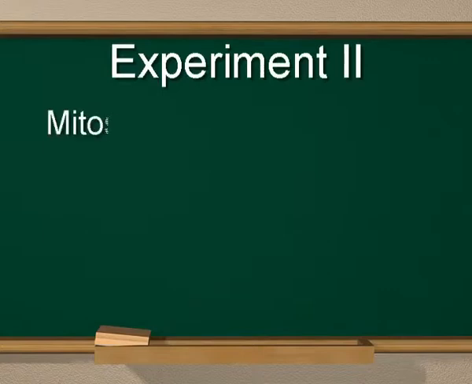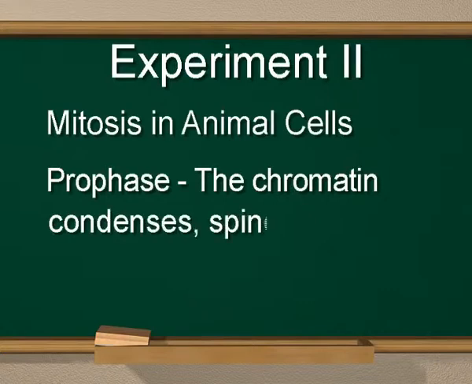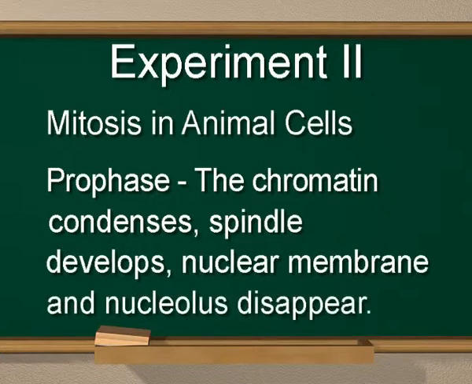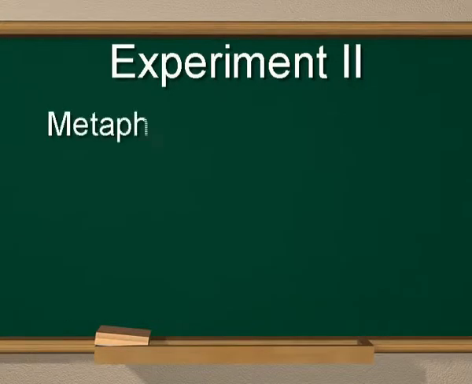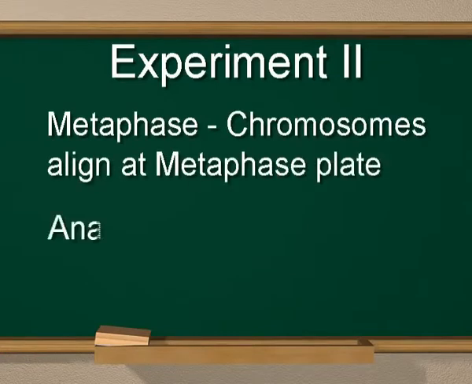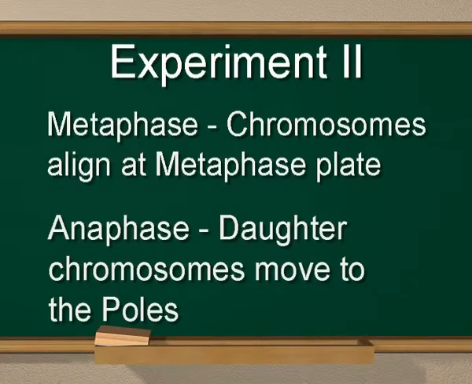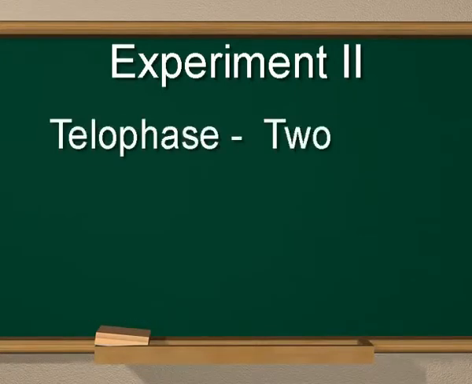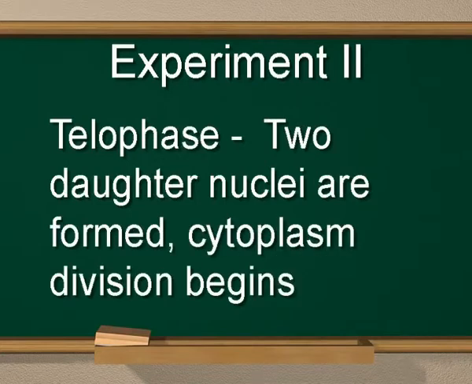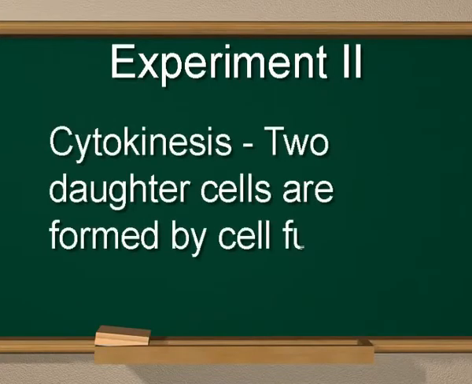Experiment 2. Mitosis in animal cells. Prophase. The chromatin condenses. Spindle develops. Nuclear membrane and nucleolus disappear. Metaphase. Chromosomes align at metaphase plate. Anaphase. Daughter chromosomes move to the poles. Telophase. Two daughter nuclei are formed. Cytoplasm division begins. Cytokinesis. Two daughter cells are formed by cell furrow method.